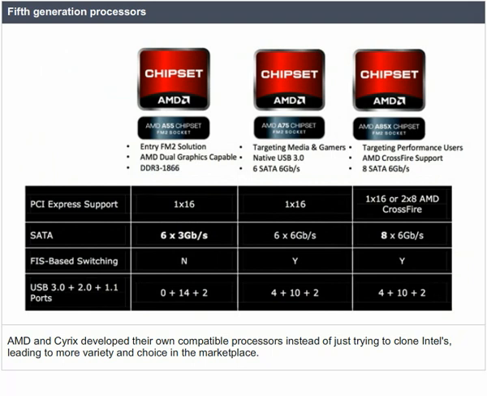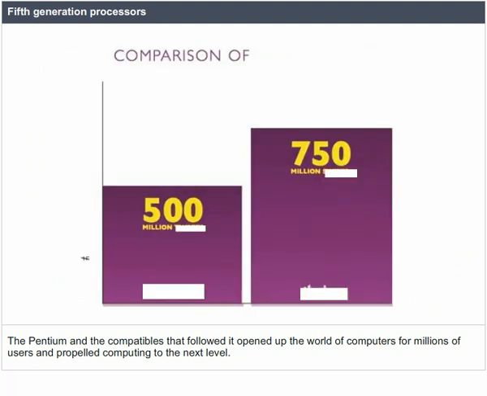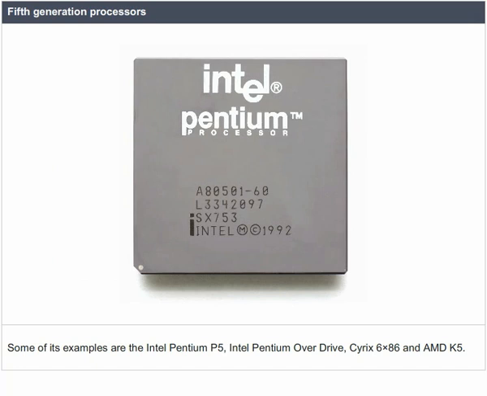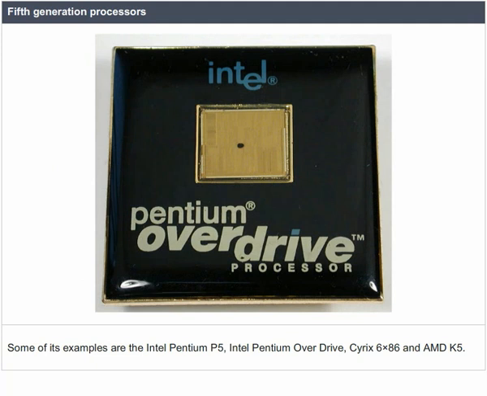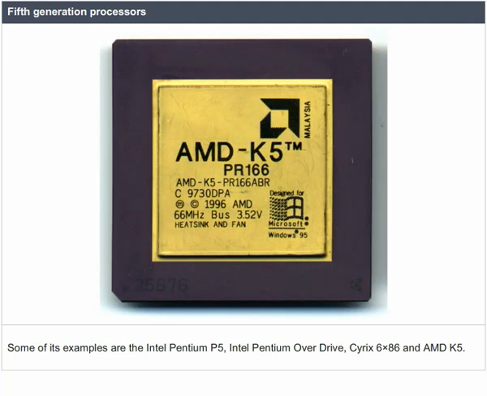choice in the marketplace. The Pentium and the compatibles that followed it opened up the world of computers for millions of users and propelled computing to the next level. Some of its examples are the Intel Pentium P5, Intel Pentium Overdrive, Cyrix 6x86, and AMD K5.